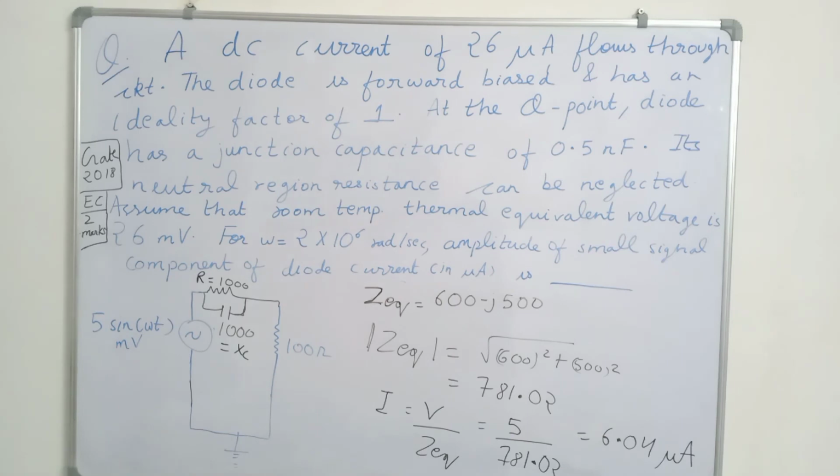So to get the small signal component of diode current, we had to draw the small signal model. This was a GATE question from GATE 2018. This is how we draw the small signal model of diode and get our answer for diode current. And for a small signal model, we have to short the DC source. So please remember this.